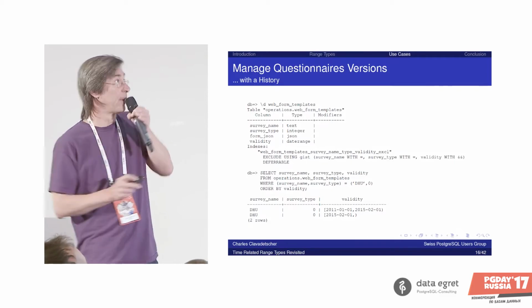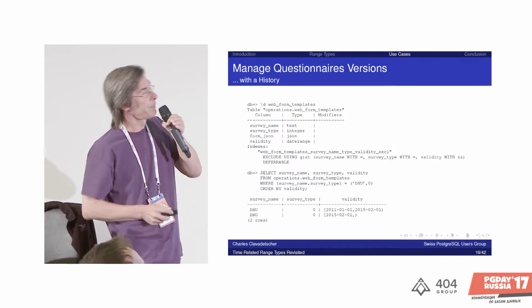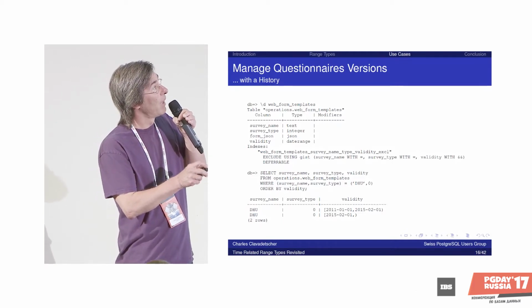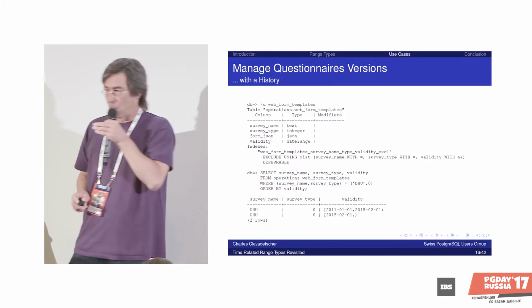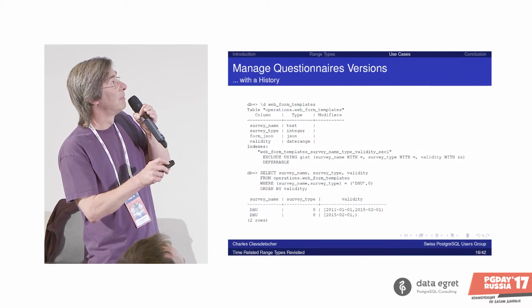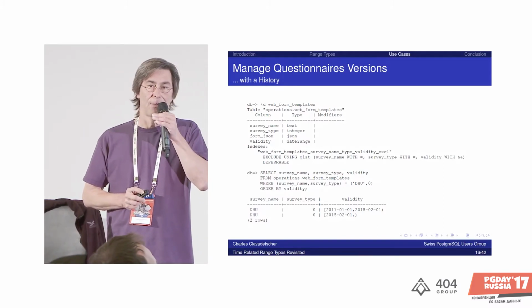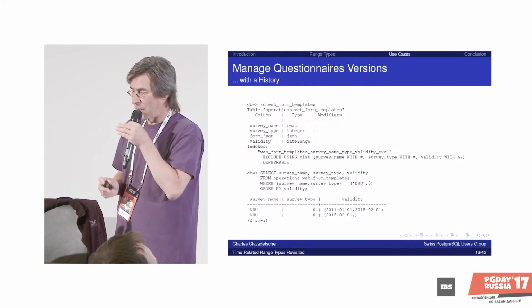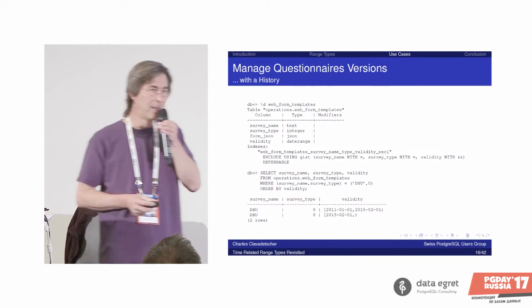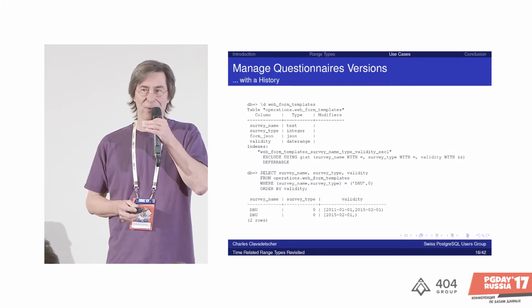Now, those questionnaires have a history, and this is what you see here. We have a date range, and an interesting thing that you can see here, we have an exclusion constraint. So we can have questionnaires that are identified by their name and type, but the validity should not overlap. This makes sense because can you imagine a situation? Somebody wants to fill out a questionnaire on our web page, comes over there, makes a login, and the database returns two different questionnaires. That would be quite confusing for our users.